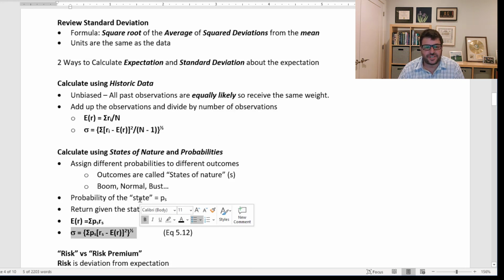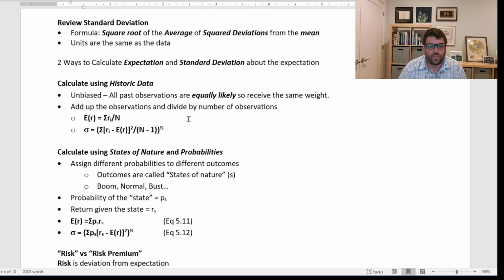The difference is here, any bit of past data I assume is equally likely. I have no bias. I give them equal weighting. Here, I'm deciding, I think there are actually different probabilities of different outcomes. I want to assign different probabilities to different outcomes, and I can do this as well.